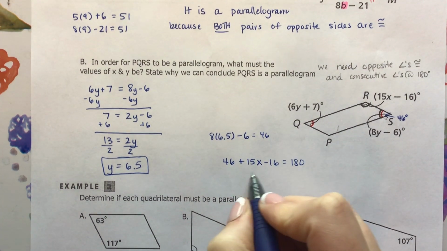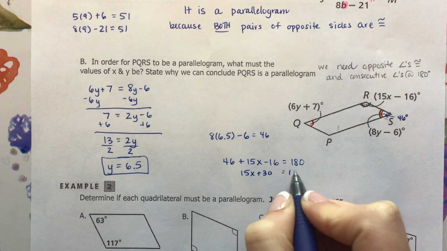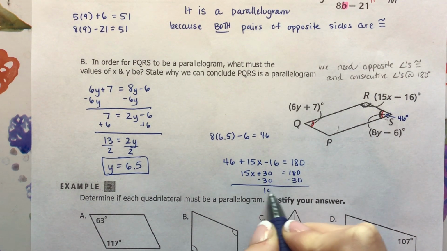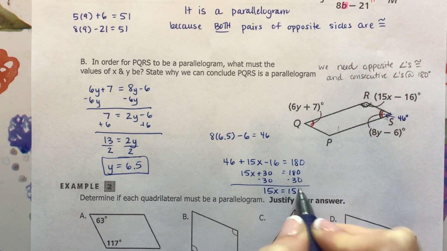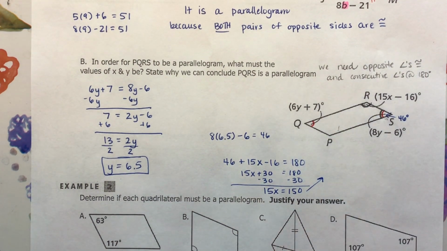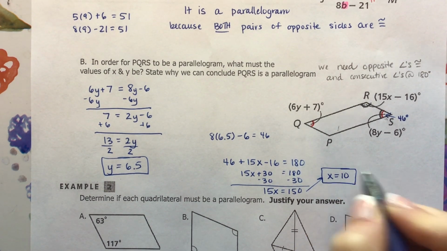So now I have 15x plus 30 is equal to 180. Subtract 30 from both sides. So now I have 15x is equal to 150. If I divide by 15 on both sides, I get x is equal to 10.